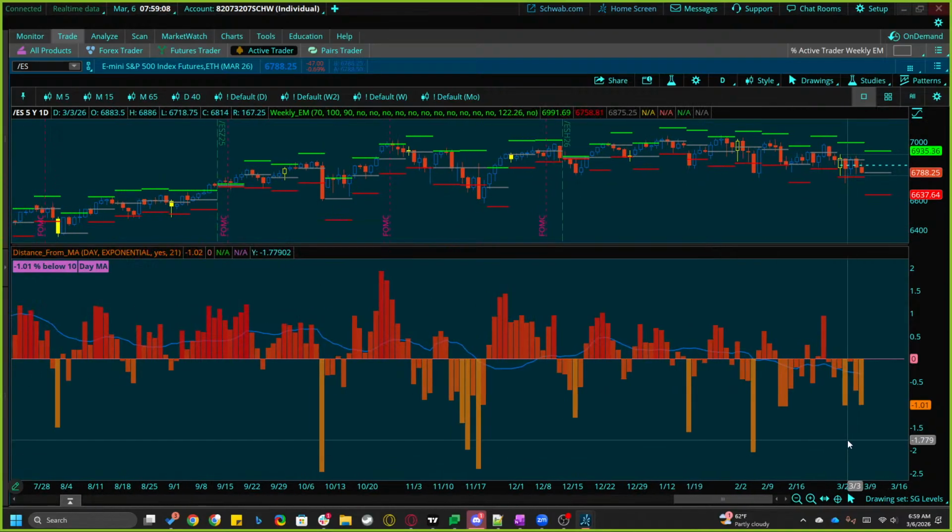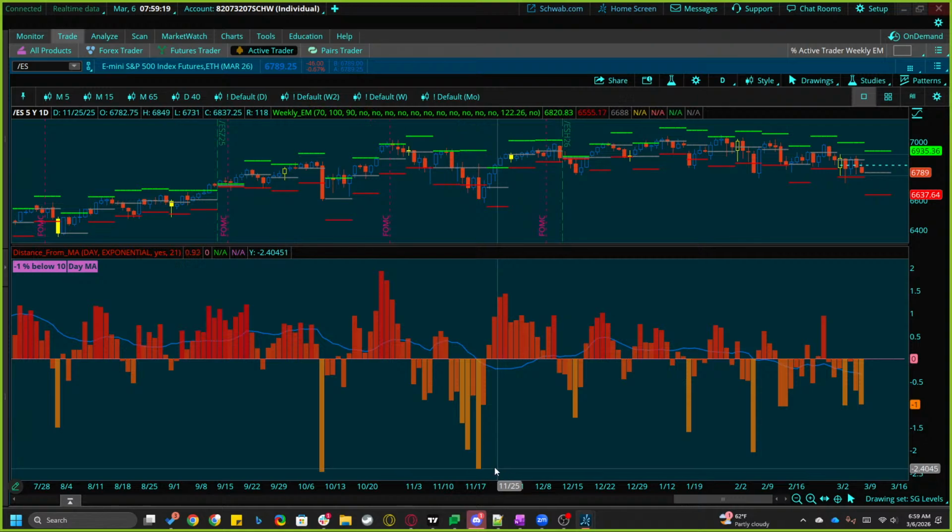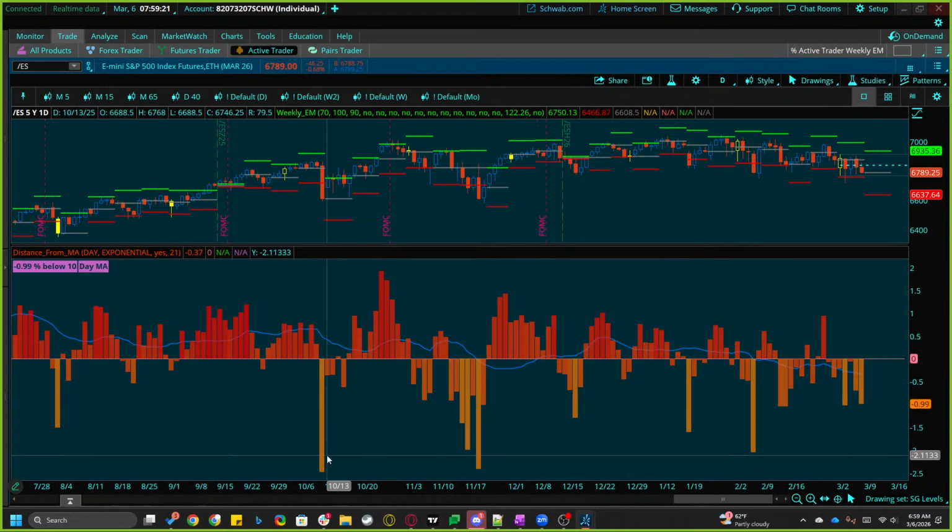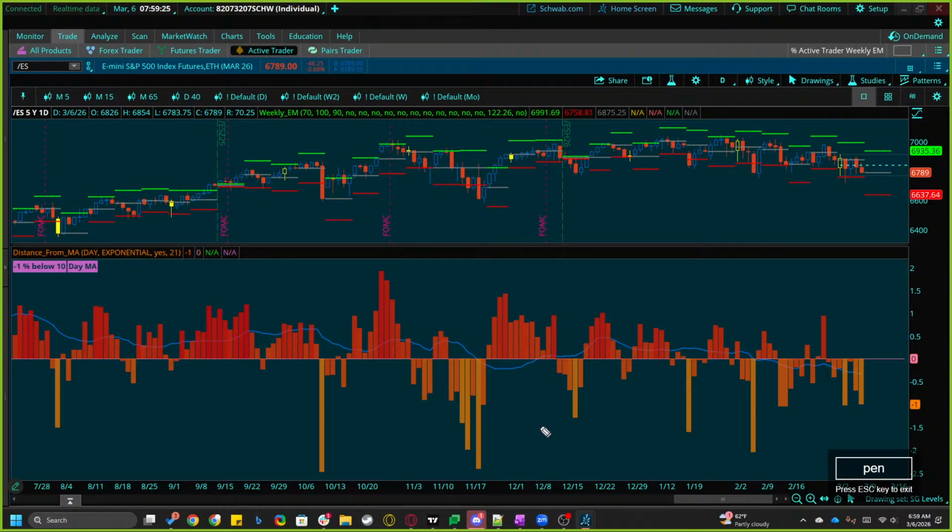We're 1% below the 10-day. That's about the normal turning spot. If we're going to flip things over, it usually happens around this zone. We can go deeper. There's plenty of examples of that. But when we go deeper, we very, very often get a sharp reversal.